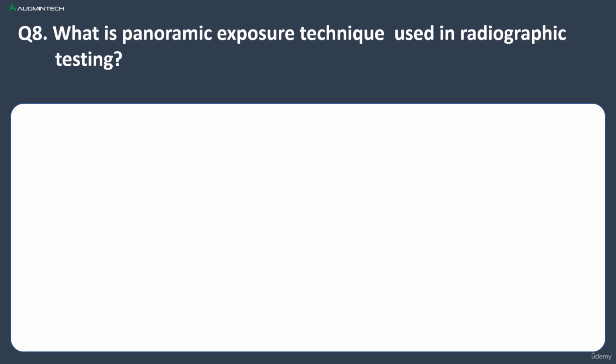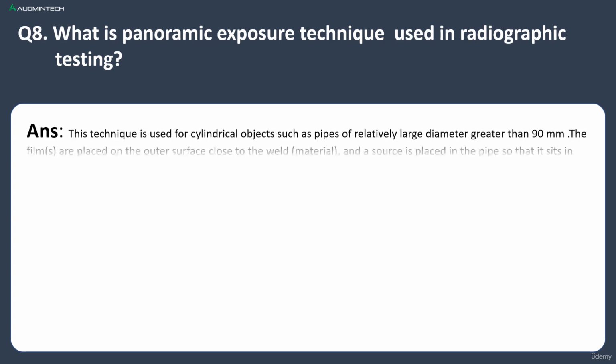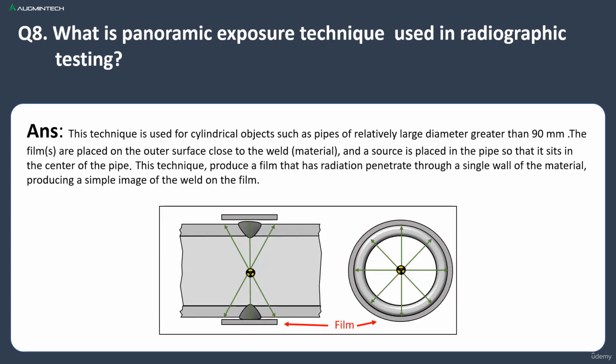Next is, what is the panoramic exposure technique used in radiographic testing? You can answer that this technique is used for cylindrical objects such as pipe of relatively large diameter, generally greater than 90 mm. In this technique, the films are placed on the outer surface close to the weld and a source is placed in the pipe so that it sits in the center of the pipe. This technique produces a film that has radiation penetrate through a single wall of the material, producing a simple image of the weld on the film.